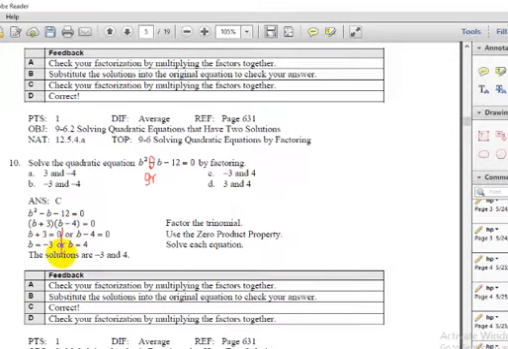So the negative will be with the 4 and the positive will be with the 3. Go and split your paper into two equations. b plus 3 equals 0. b minus 4 equals 0. So plus 3 will go to the other side as negative 3.